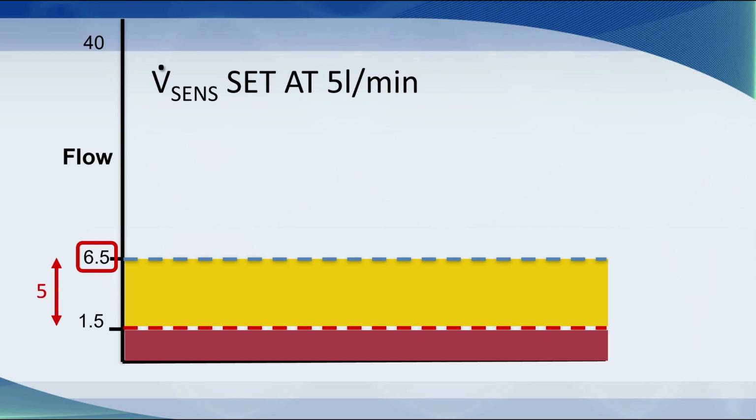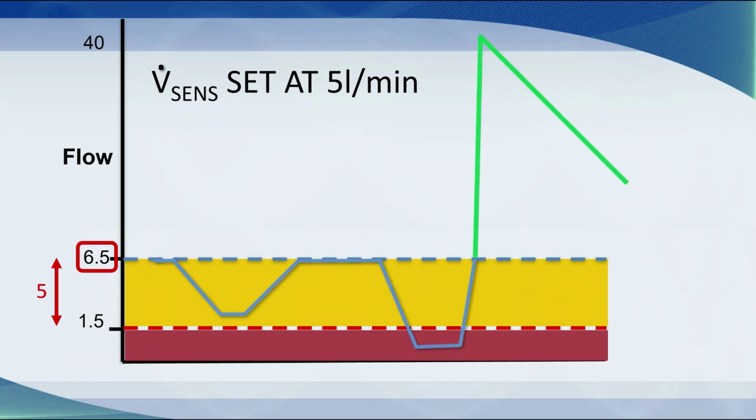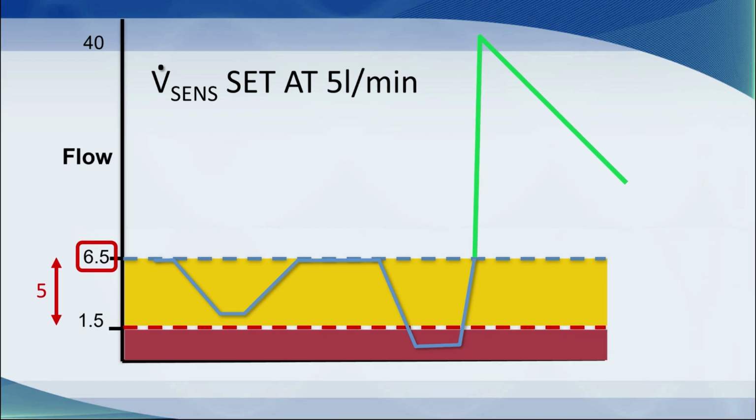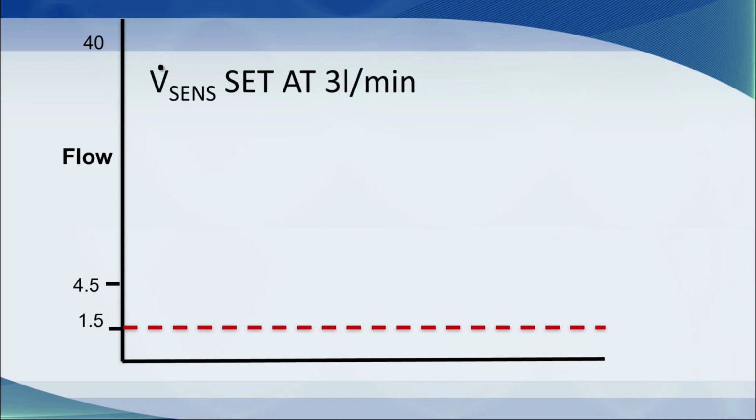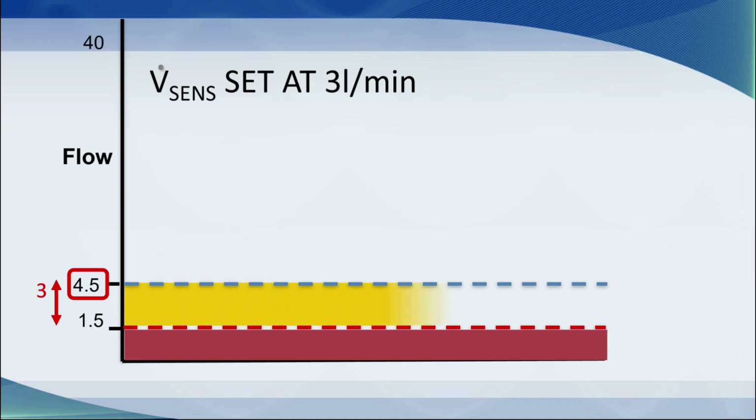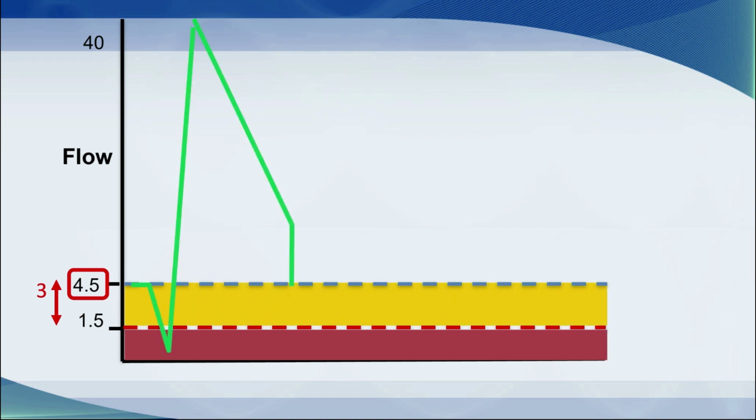And the patient has to breathe in from above the yellow zone down into the red zone to trigger the ventilator. Let's have a look at this. There's two breaths. The first breath doesn't get down to the red zone. As a consequence, the breath isn't triggered. The second breath does get into the red zone, so the breath is triggered. If we turn the flow by down, in this case, we set the Vsens at 3 litres per minute, that yellow zone is much shallower, so it's significantly easier for the patient to trigger the ventilator. So the lower the flow, the easier it is to trigger.